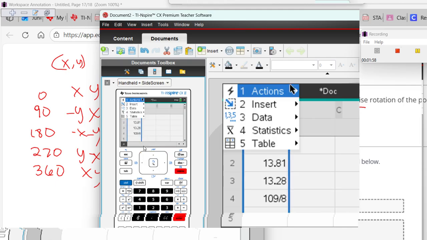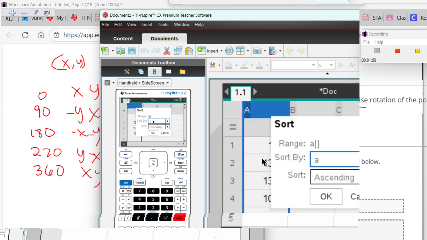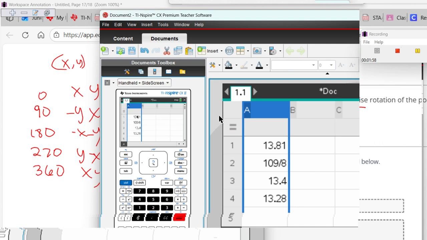We're going to go to menu, and we're going to put them in order. Actions and sort, 1, 6. Greatest to least, so it's going to be descending. And there it is. So 13.8 goes first.